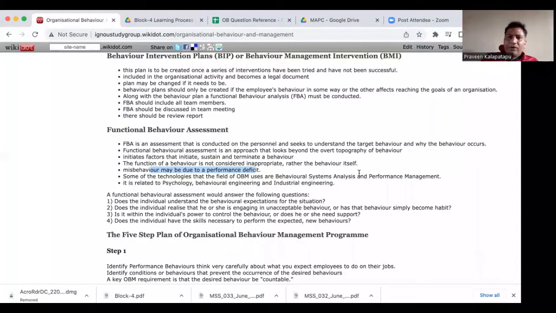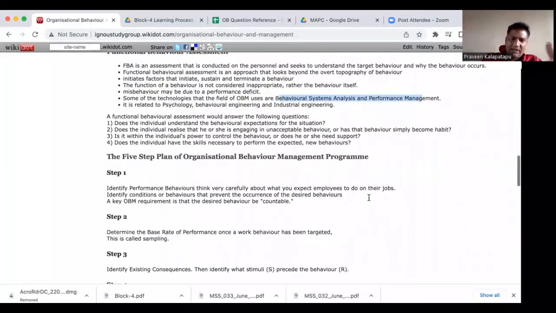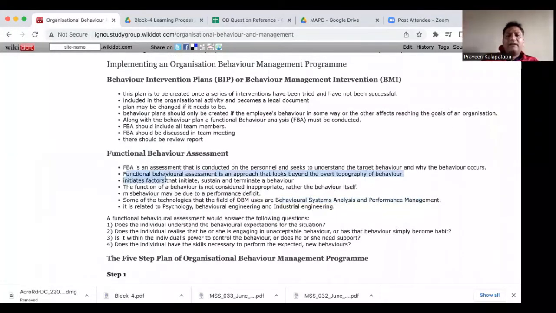Okay, so some of the technologies that the field of OPM uses, in order to do this analysis, are behavior system analysis, performance management, etc. We are going to read those particular systems in detail. I am not going to explain what behavior system analysis and performance management are, as there is a section that comes later. Obviously it is assessment of the behavior. So this is related to psychology, behavioral engineering, and how the industry overall behaves, right? So all these aspects are covered here.